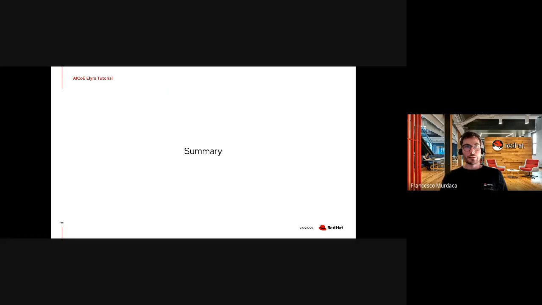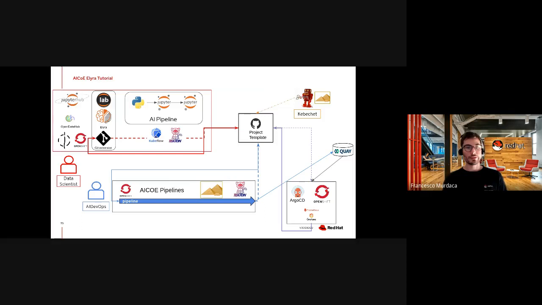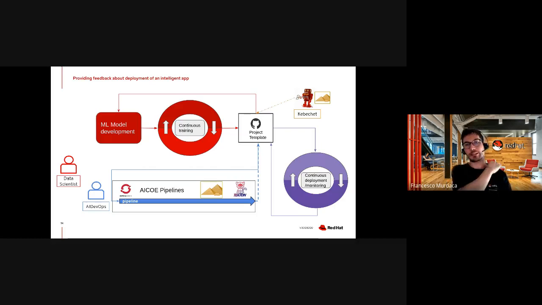So to summarize, and I think these are the last slides. This is basically the schema of what we looked at today. You see that there are all these different iterations that can be done. This is maybe a better perspective. So you work on your model and on your machine learning model.